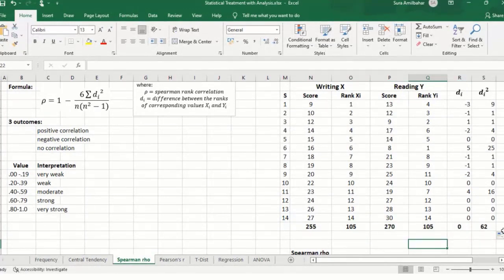Okay. But anyway, ang pinakakailangan natin actually dito is ito lang naman, ang sum of d squared. Tama ba? Yes, indeed. Okay. So, 62. So, paano natin to isolve? So, 62 times 6, sorry. Okay, tama na. 62 times 6 over 14 times 14 squared minus 1. And then, i-minus mo yun sa 1.